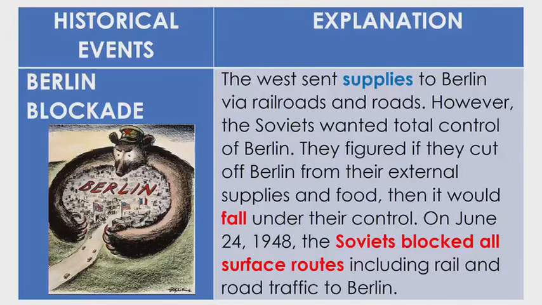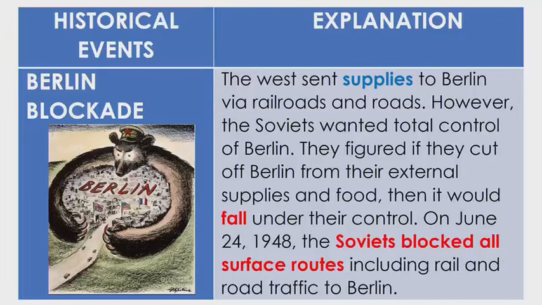So, on June the 24th, 1948, the Soviets blocked all surface routes, including rail and road traffic, as well as canals and waterways to Berlin. This meant that the West had to be more creative in terms of how they were going to send supplies to the city of Berlin.